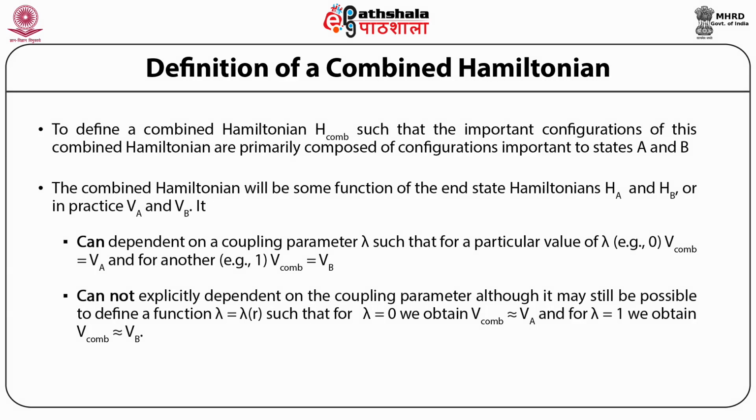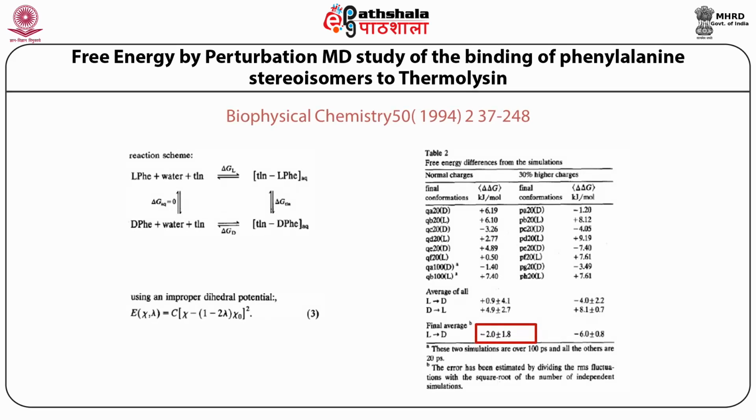The definition of the combined Hamiltonian is shown here. It can be dependent on a coupling constant or coupling parameter, which is called lambda. Let us say we are trying to find a combined Hamiltonian, V combined, whose starting point will be VA and ending point will be VB. We connect it with a function called lambda(r), and it changes as we go from one state to another state, 0 to 1. This can be explained by a few slides, ideally using that combination of two states.